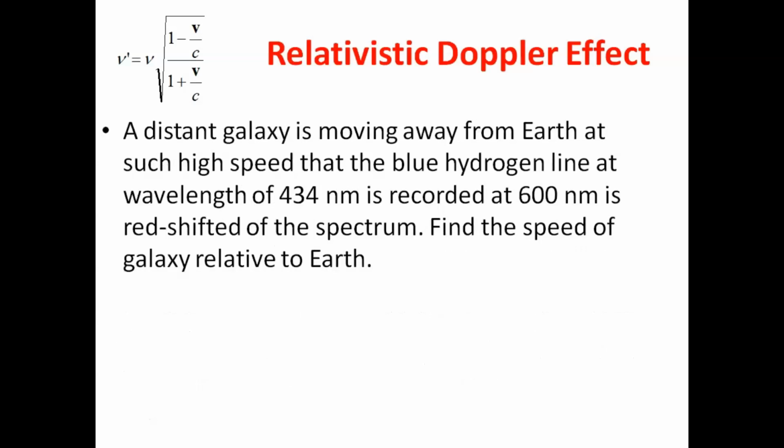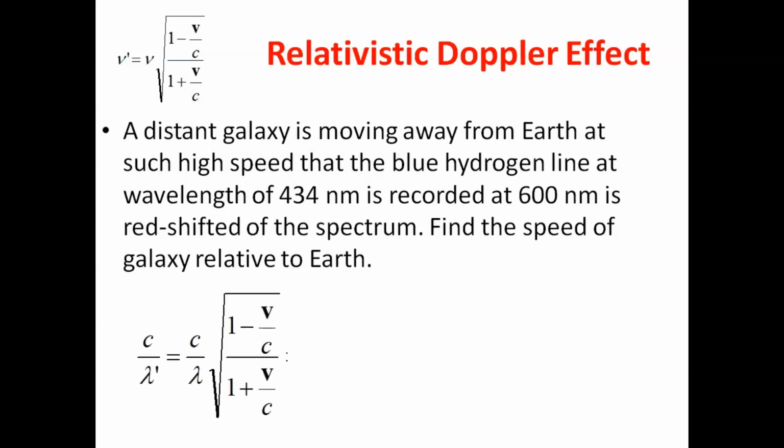A distant galaxy is moving away from Earth at such a high speed that the blue hydrogen line at wavelength 434 nanometer is recorded at 600 nanometers, is redshifted in the spectrum. This is called a redshift. It's going towards red. Find the speed of the galaxy relative to Earth.